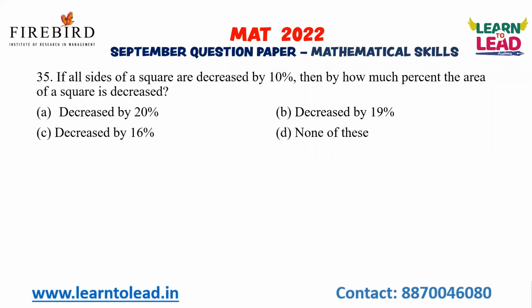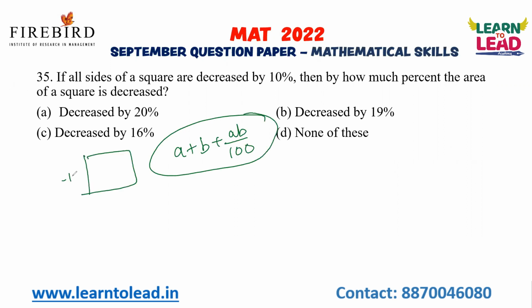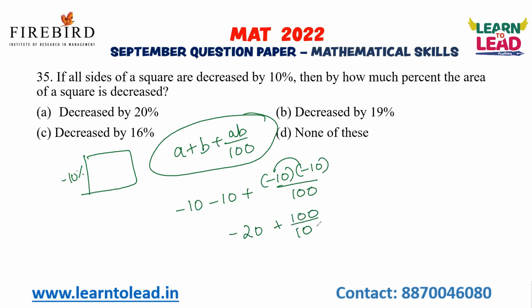Next. See, it is a very interesting question. Here you have to use the formula a plus b plus ab by 100. See, if all the sides of a square are decreased by 10%, if I'm decreasing all the sides, right, by 10%, so minus 10 plus minus 10 plus minus 10 into minus 10 by 100. So minus 20, minus into minus will become what? Plus 100 divided by 100. So minus 20 plus 1 is nothing but minus 19. This negative sign denotes the value decreases. So the value decreases by 19%, that is your answer.